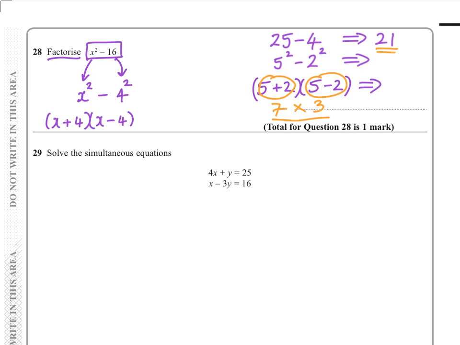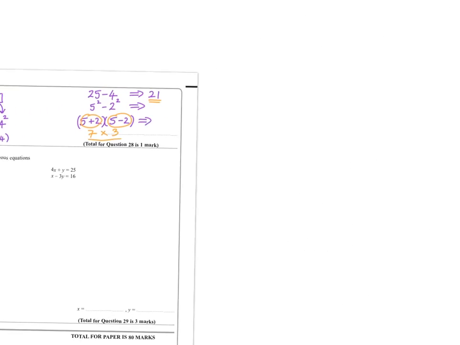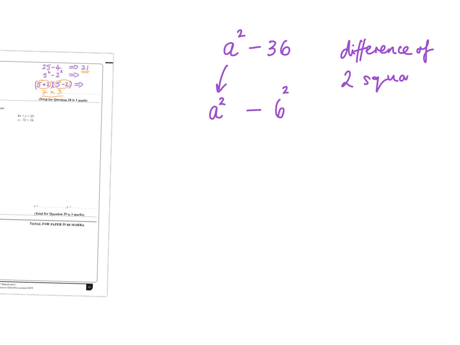So if you've got the idea here, you can skip forward, but if you haven't, I'll do a couple more for you. So let's have a look at something like a squared minus 36. Well, how would you factorise that? Well, we've got a squared, which is just a times by itself, and we've got 36, which is 6 times by itself. So we've written it as a difference of 2 squares. So it means we can write it as a plus 6 times a minus 6. And incidentally, you could have written it as a minus 6 times a plus 6, because they're both the same.